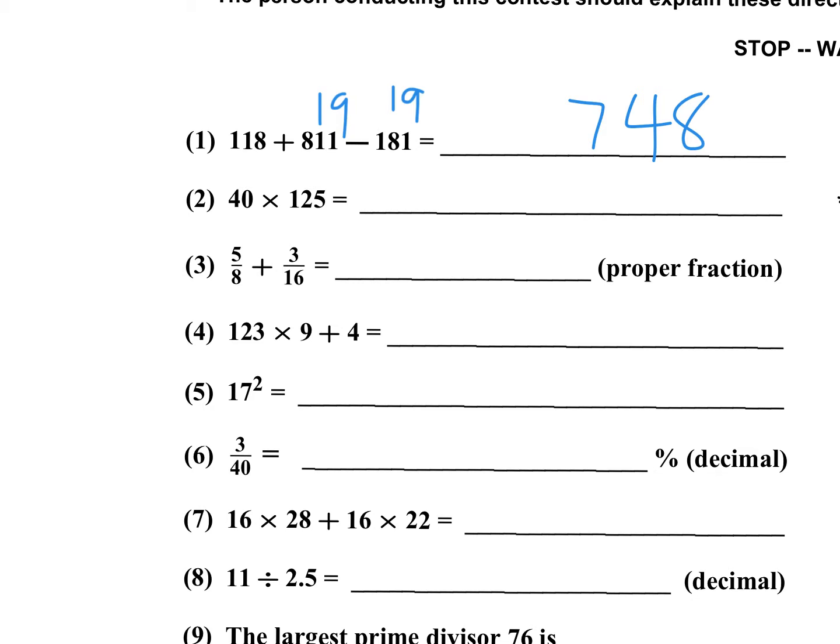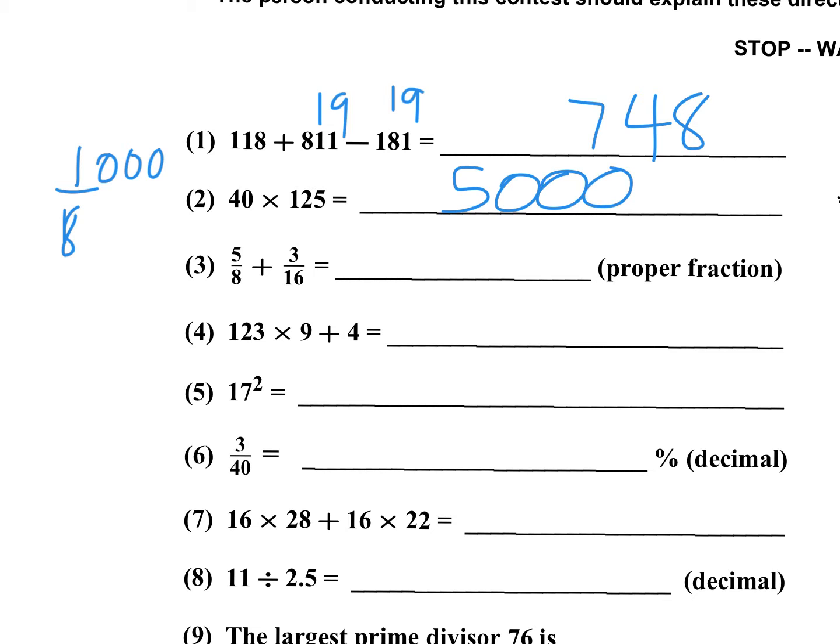Number 2 is 40 times 125. When I see 125 or 1.25 or 12.5, then I think of 1/8 of something, 1/8 of 1,000 in this case. 1/8 of 1,000 is 125. So what I do is divide by 8, multiply by 1,000. It turns out that 8 goes into 40 5 times. 5 times 1,000 would be 5,000. So your answer there is 5,000.